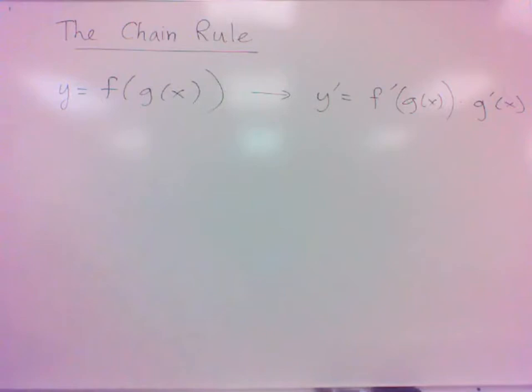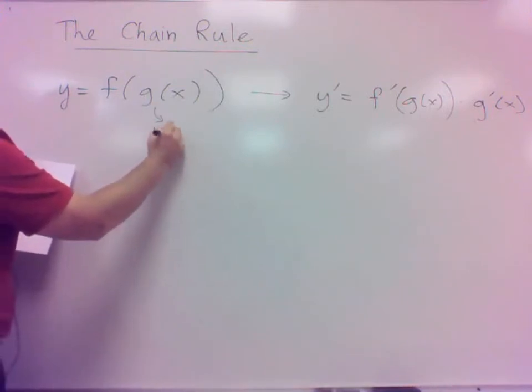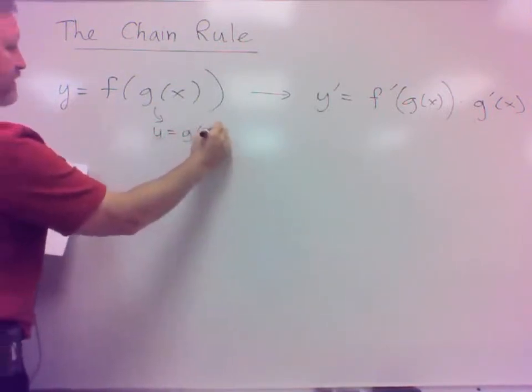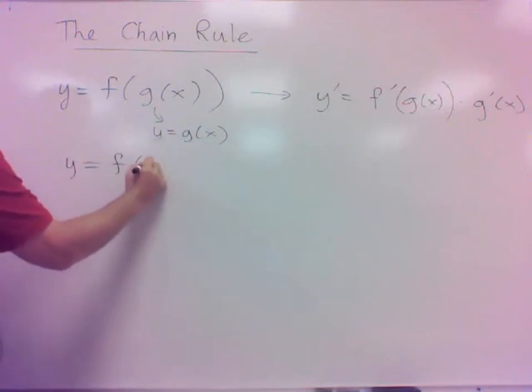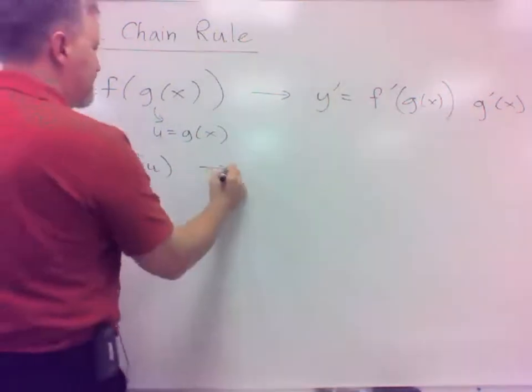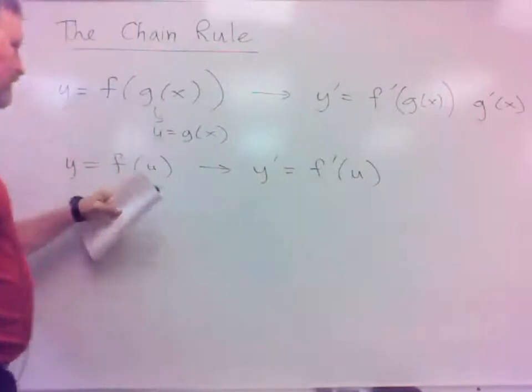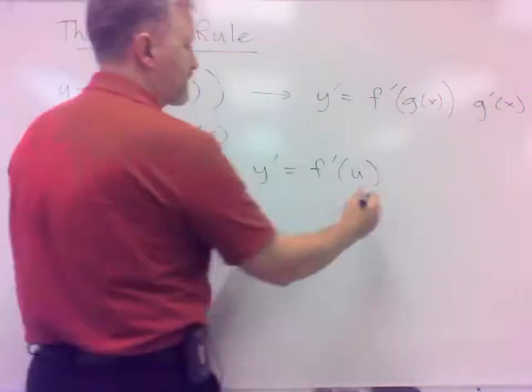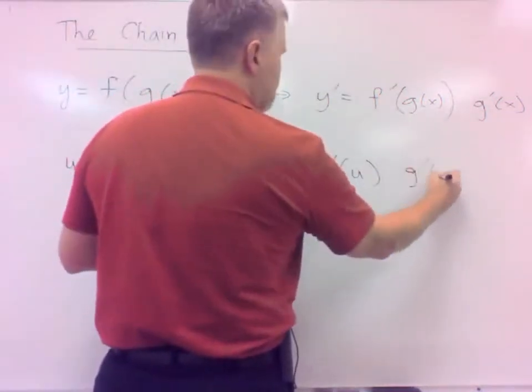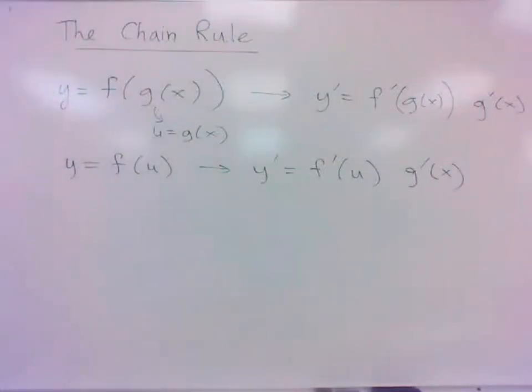Well, let's alter this just a little bit and change a little bit of the notation. Let's call this g of x a new function, right? Let's say that's u. U is g of x, so we've got y equals f as a function of u, which means that our f prime is the derivative of that, but then for u, we have to do the derivative of it, which is, of course, g prime of x. I mean, it didn't really change much, but here's what I was wanting to get to.